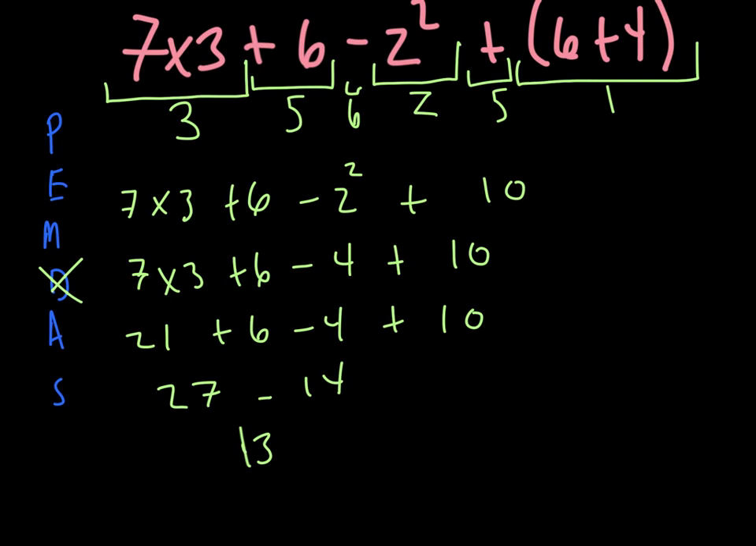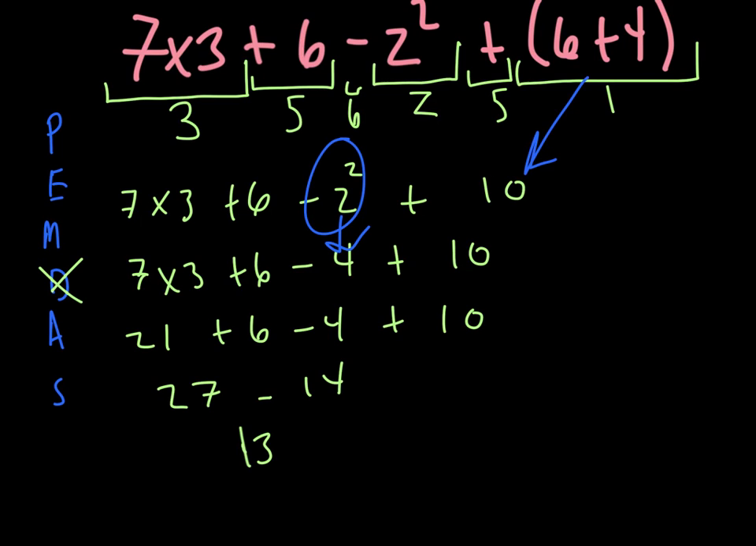So now your new equation is 7 times 3 plus 6 minus 2 squared plus 10, because this turns to 10. Then you move on to the E, the second part of the order of operations, which is exponent. So now you have 7 times 3 plus 6 minus 2 squared plus 10. So now it turns into 7 times 3 plus 6 minus 4, because 2 squared is 4, plus 10.